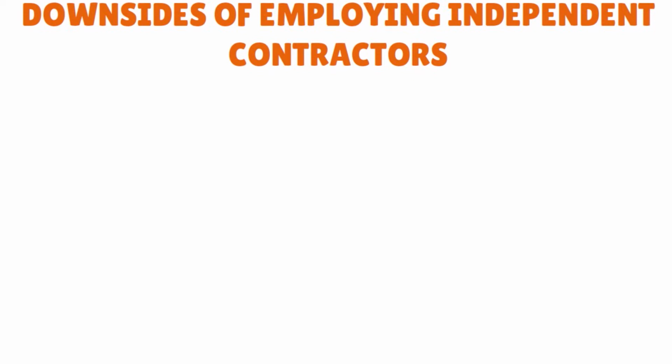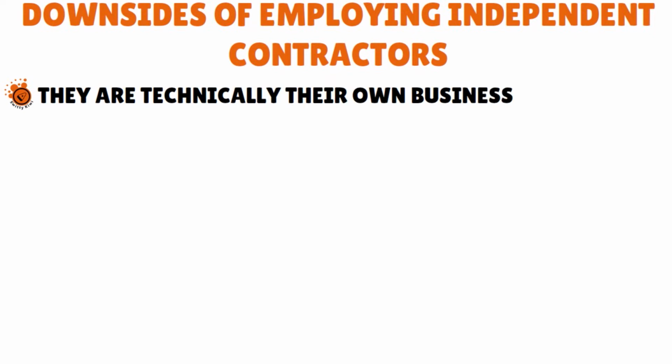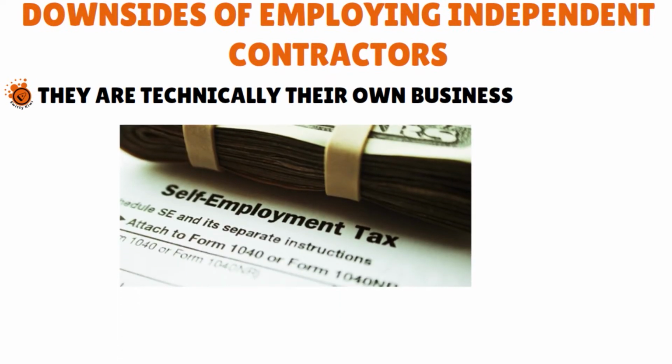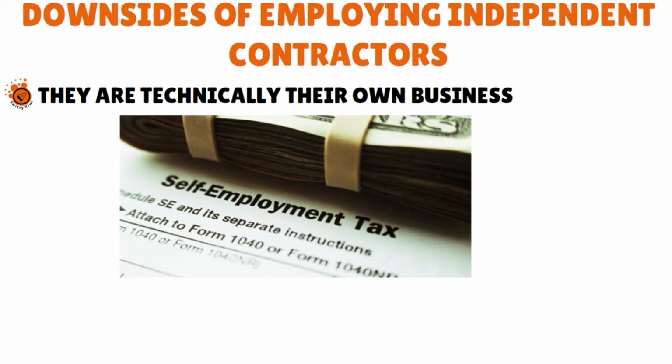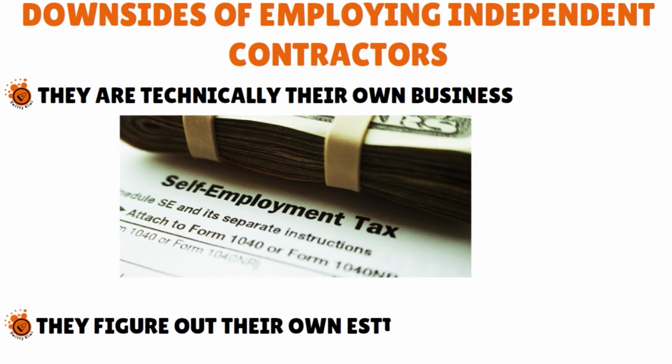Basically, a big downside here is that the independent contractor is technically his or her own business, and as a result, has to pay self-employment tax on top of all the other taxes employers typically pay. The other big and more obvious downside is that an independent contractor has to figure out his or her own estimated tax payments, and this can be a little tricky, but it's not impossible if finances are carefully monitored.